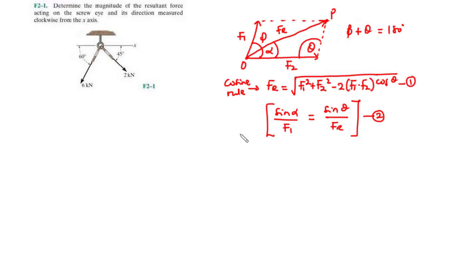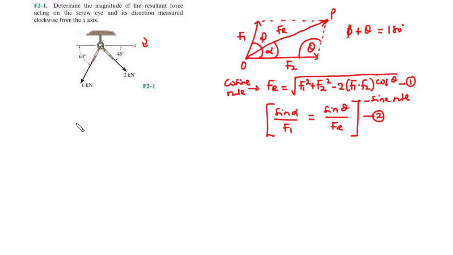with the positive x-axis. Now, after we have understood the parallelogram law of vector addition and how to apply both the cosine and the sine rules, let's solve this particular question. So for this question, we are given 2 forces, 6 kilonewtons and then 2 kilonewtons, and then we are asked to find the resultant force and its direction measured clockwise from the x-axis. So we are going to move in this direction, that is the clockwise direction.